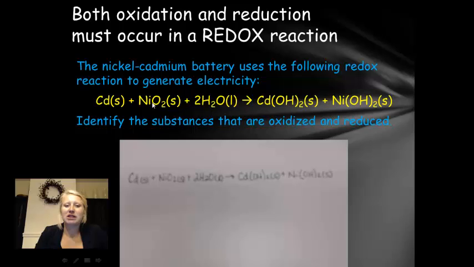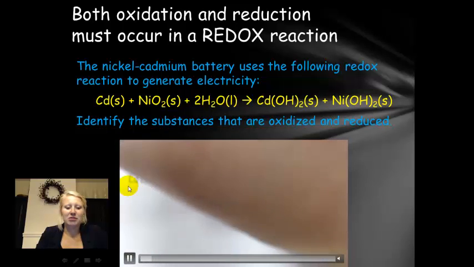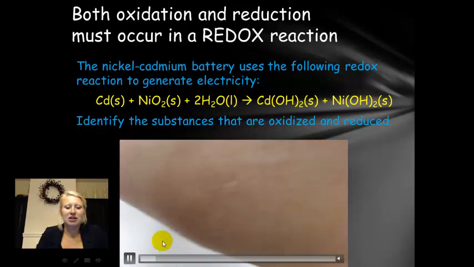Cadmium solid plus nickel oxide plus water goes to cadmium hydroxide plus nickel hydroxide. Identify the substances that are oxidized and reduced. So the first thing that you have to do in order to identify the substances that are oxidized and reduced is assign oxidation numbers. So for cadmium, it's just an element, so it's an oxidation number of 0.